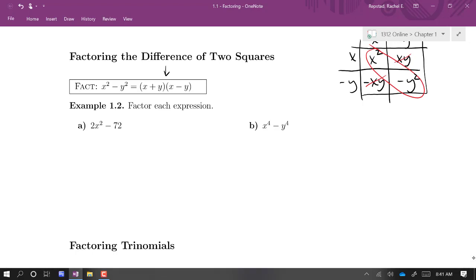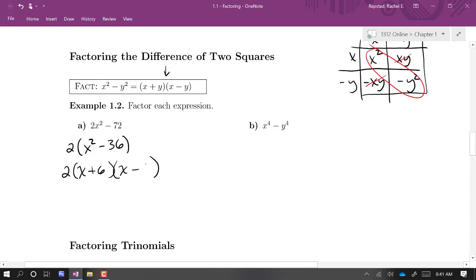We'll notice that 2x squared and 72 are not squares. But this is a great example to start with because when we are factoring, it's a good idea to start by seeing if you have any common factors. That will make the rest of it much easier. So you'll note that both of these coefficients are even. So I'm going to take out a 2, and then we have x squared minus 36. Now x squared minus 36, that is a difference of squares. So I'm going to finish this up by factoring that, x plus 6, x minus 6.